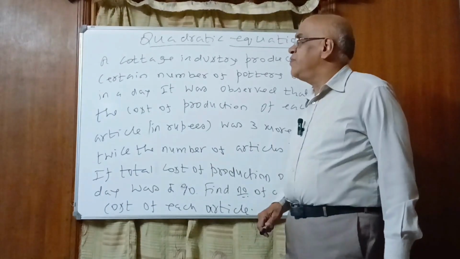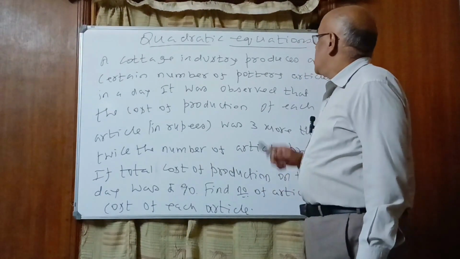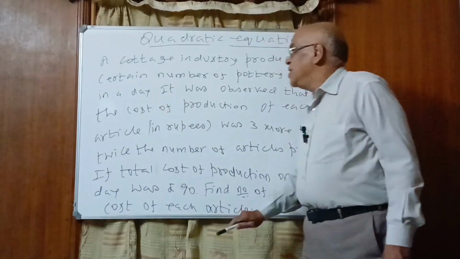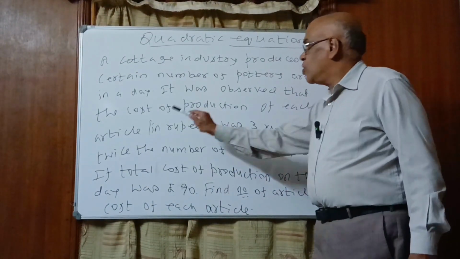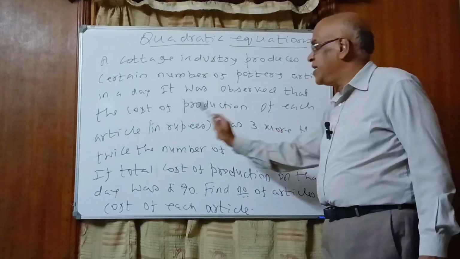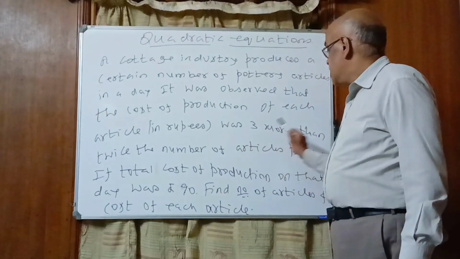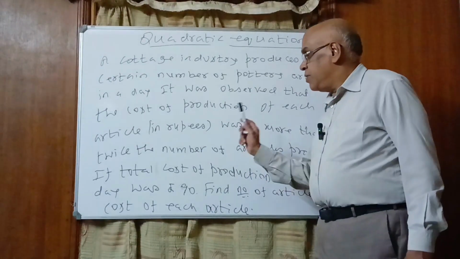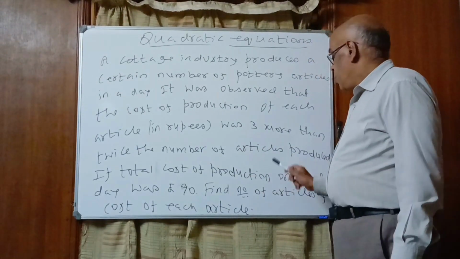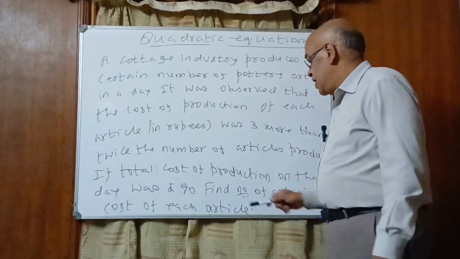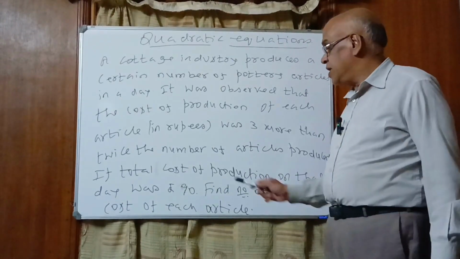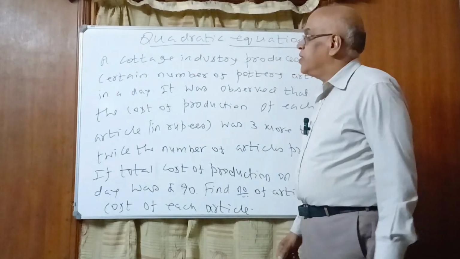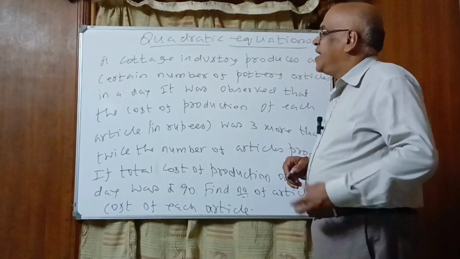Last question, children. A cottage industry produces a certain number of pottery articles in a day. It was observed that the cost of production of each article in rupees was 3 more than twice the number of articles produced. If the cost of production on that day was rupees 90, find the number of articles and the cost of each article. Very lengthy question, children, isn't it? But the answer is very easy.